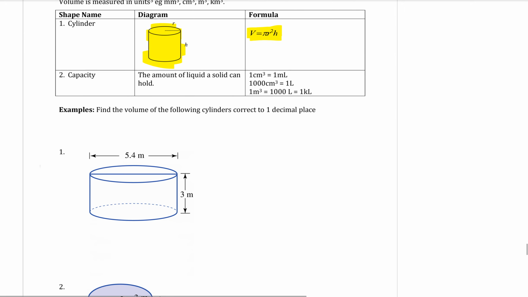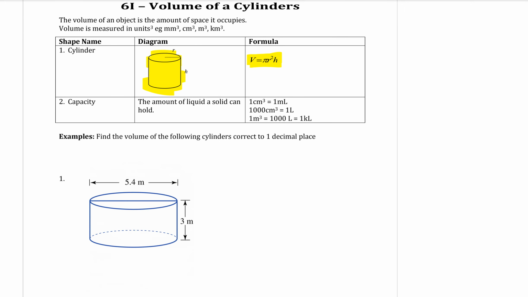We've also before looked at these capacity conversions, which may come up again. So remember, a centimetre cubed is the same as a millilitre, and a metre cubed is the same as a kilolitre. They're the easiest ones to use.